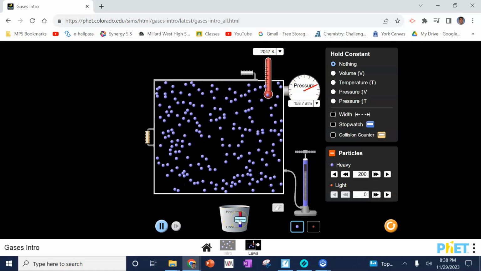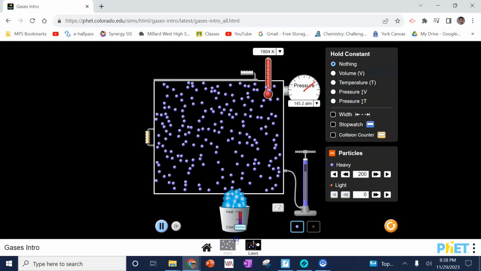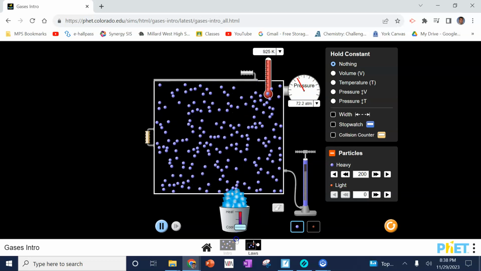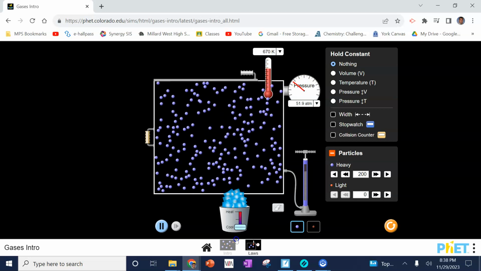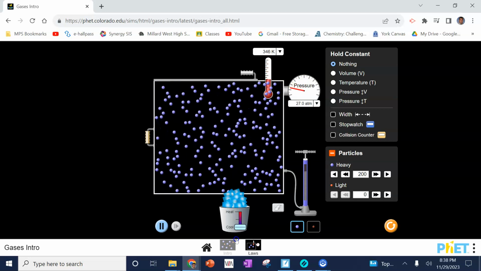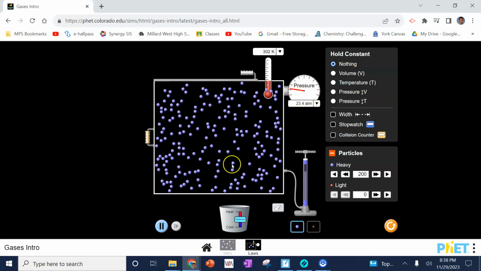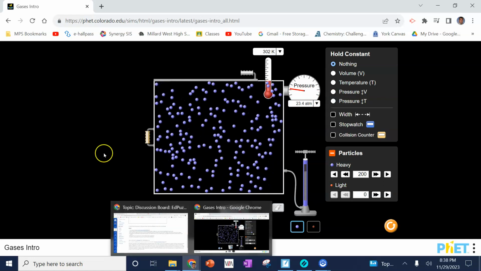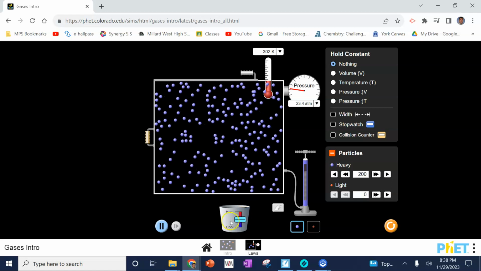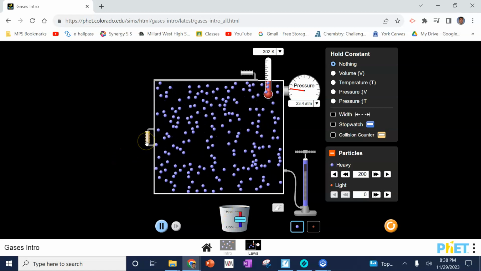Okay, so then vice versa, let's take some of the heat away. Let's cool them down. Let's put some ice cubes and make some observations. Okay, so you notice the gas particles are slowing down. The temperature is going down. The pressure is going down. They're not colliding as frequently with the container walls. They have less pressure. Okay, so that's some of the things we can do to manipulate, just using temperature alone.